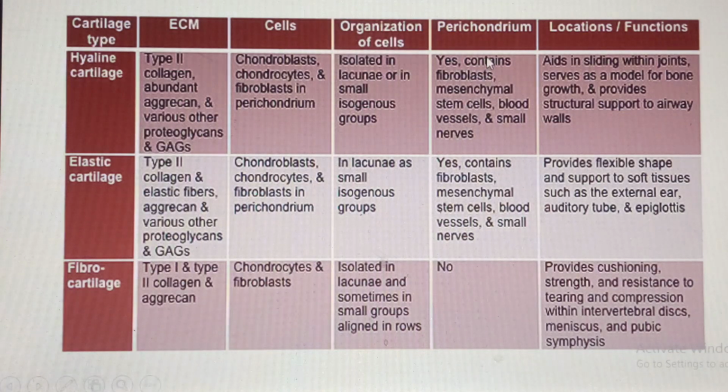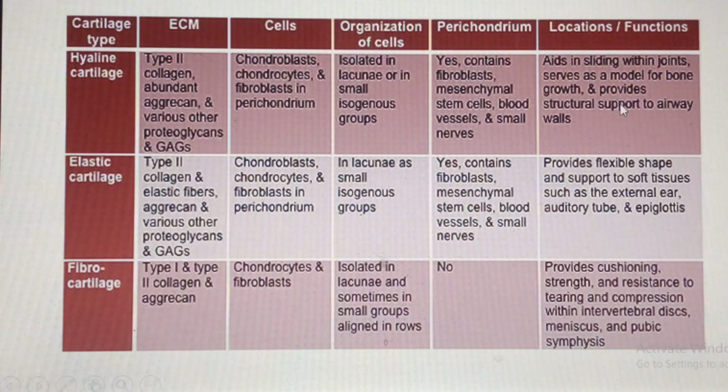And then for perichondrium, you've seen that in the case of hyaline cartilage it is present. In elastic cartilage it is present, but in fibrocartilage we don't have a perichondrium. Then in terms of location and function, hyaline cartilage will aid in sliding movement, ensuring friction-free movement at joints. And they may serve as a model for bone growth and endochondral bone formation.